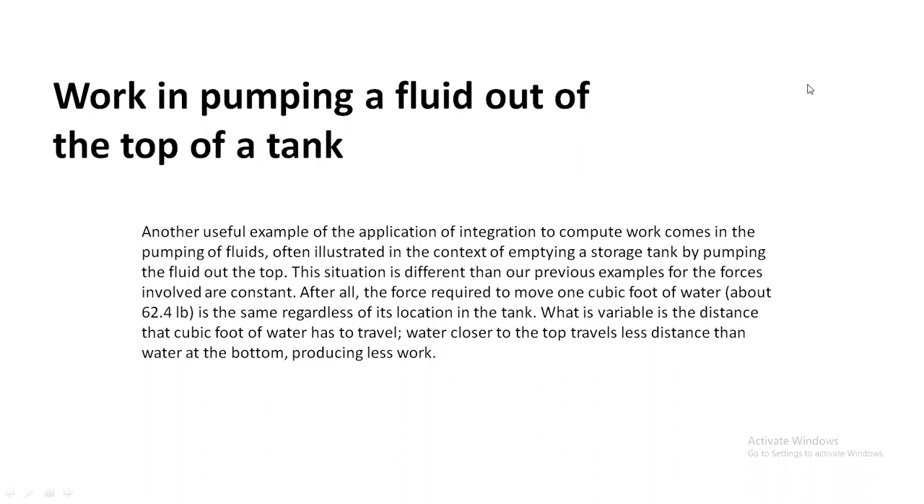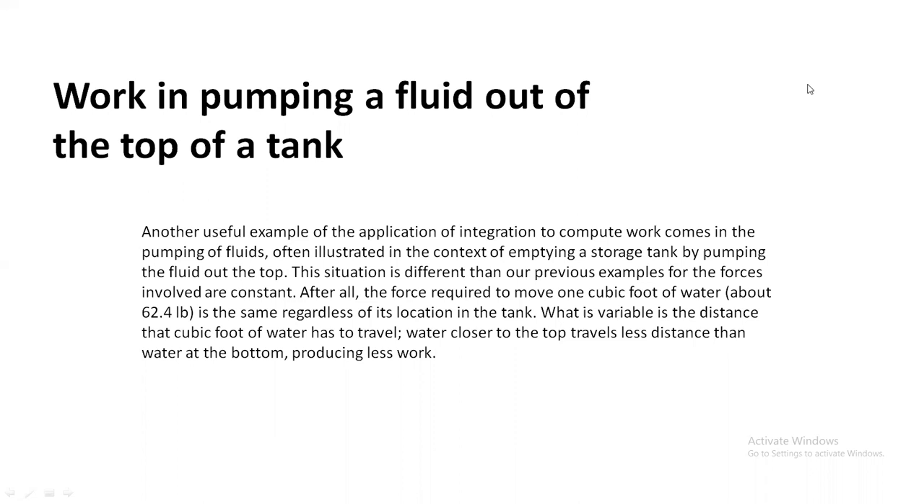So the fluid is to be pumped up out of the tank. Now, this situation is different than our previous examples where the forces involved are constant. After all, the force required to move 1 cubic foot of water, and that is about 62.4 pounds in mass, is the same regardless of its location in the tank. What is variable in this case is the distance that cubic foot of water has to travel.